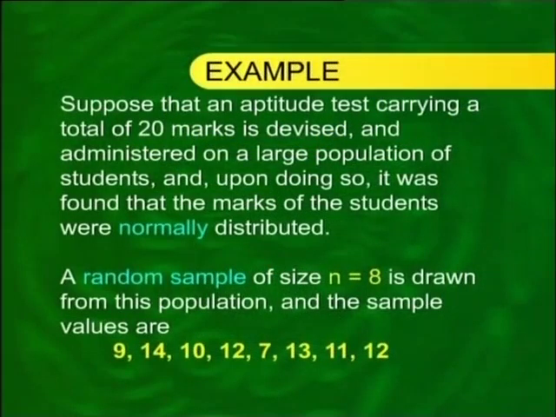The marks of the students in our sample are 9, 14, 10, 12, 7, 13, 11 and 12. आप देख रहे हैं that these marks are not all the same. Obviously, there is some variation. अब अगर हम subjectively बात करें, हम में से कुछ लोग कहेंगे कि इनमें ज़्यादा variation नहीं है. Some will say that there is quite a bit of variation. So, obviously, we need a proper mathematical way of doing it.